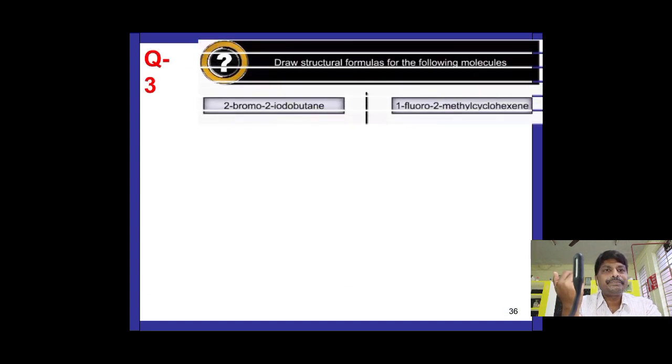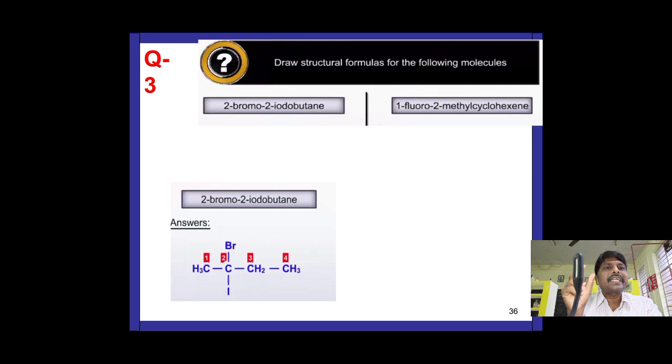Next question. Draw the structural form of the following molecules. 2-bromo-2-iodobutane. How to draw? You start with the root word first. But, four: you write four carbons. Ane: you keep single bonds. Butane is over. At the second carbon, you put one iodine and one bromine. Then you fill in the remaining hydrogens.